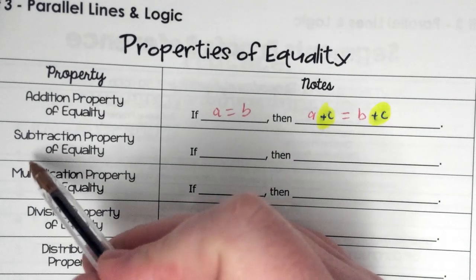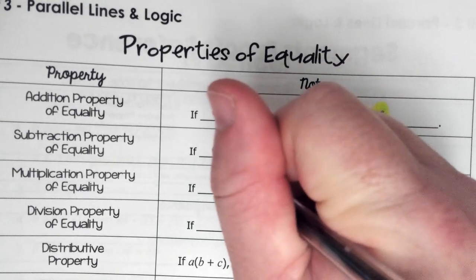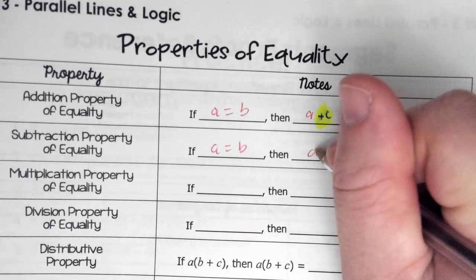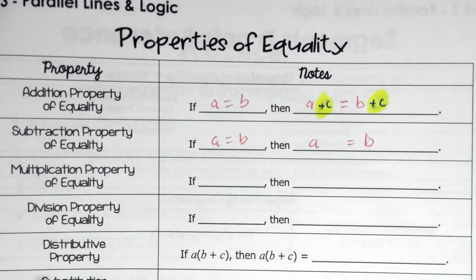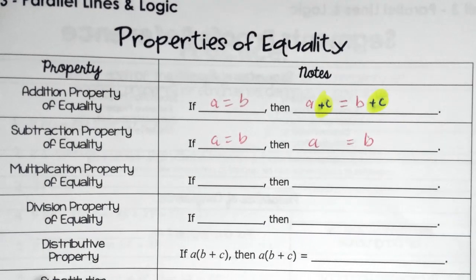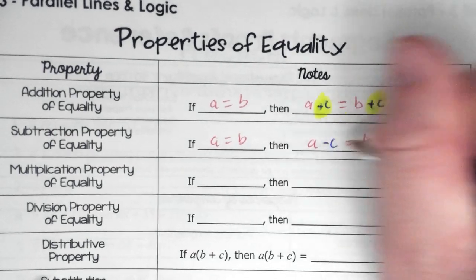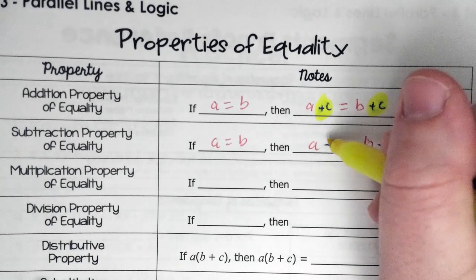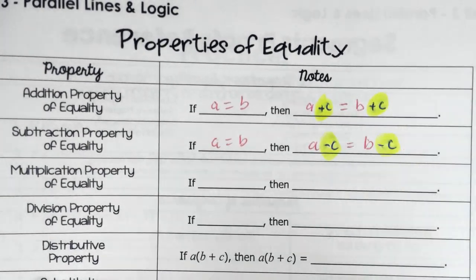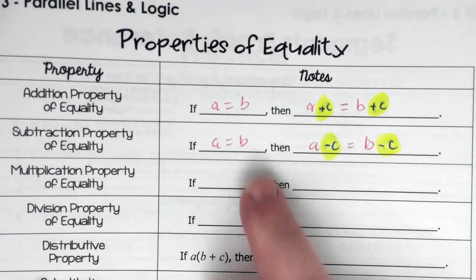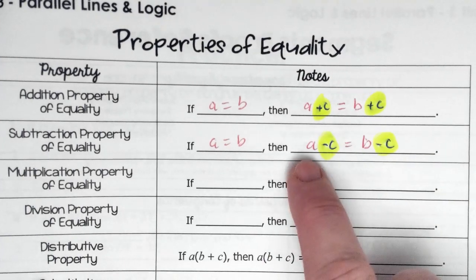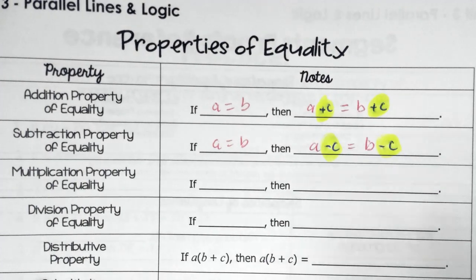All right, let's do another one. Subtraction property. So once again, if A equals B, so we have A equals B at the moment. What do you think we're going to do to both sides? We're going to subtract something, right? Subtract C, subtract C. I'm just going to highlight that. That's all that happened. All I did was subtract C from both sides. That's the subtraction property. So what changed from here to here? We subtracted the same number on both sides.